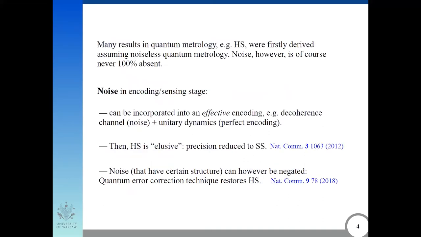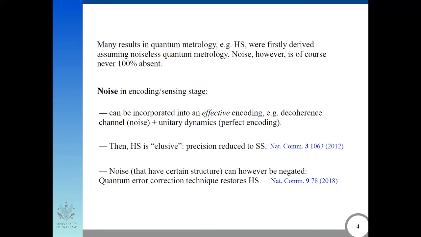Historically, the exciting results on Heisenberg scaling were first derived by assuming noiseless quantum metrology, in the sense that we can do arbitrary state preparation, the encoding is perfect, there's no disturbance during the encoding stage, and we can also do arbitrary measurements to extract the information. But in reality, we know that there will be noise somewhere, and usually you just can't 100% cancel it. So maybe 10 plus years ago, people started looking into noise, in particular first focusing on the noise during the encoding stage.